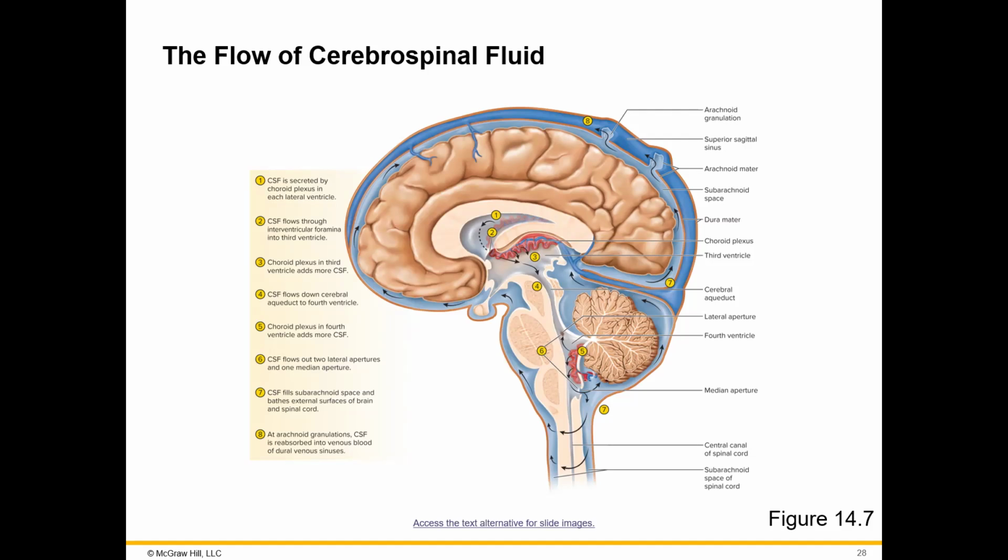the fourth ventricle. From the fourth ventricle, the choroid plexus within this fourth ventricle is going to add more cerebrospinal fluid. And the cerebrospinal fluid is going to flow out two lateral apertures and one median aperture. The cerebrospinal fluid is going to fill the subarachnoid space and is going to bathe the external surfaces of the brain and the spinal cord. So at the arachnoid granulations, the cerebrospinal fluid is going to be reabsorbed into the venous blood of the dural venous sinuses.